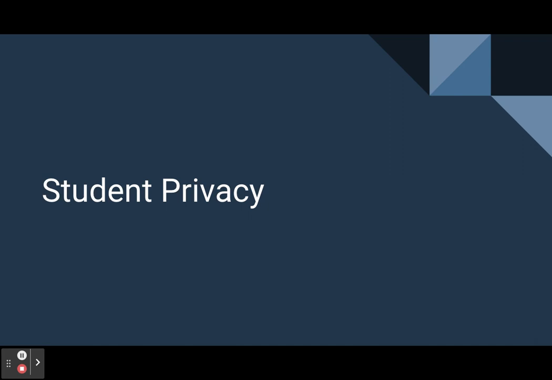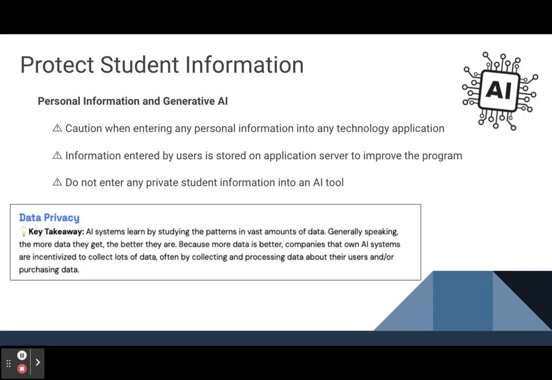We also wanted to spend a little bit of time today talking about student privacy if you are using AI and the implications for that as well. We need to make sure, as when we are using any tool online, an app or a website, that we are protecting student information as well as your own personal information. You definitely want to be cautious when you're entering any student information or personal information into any technology app, and especially with AI.